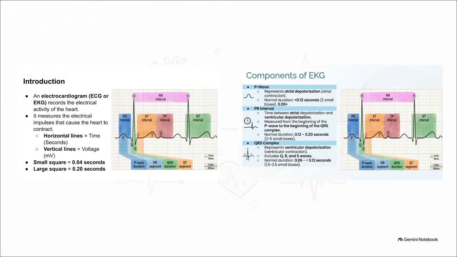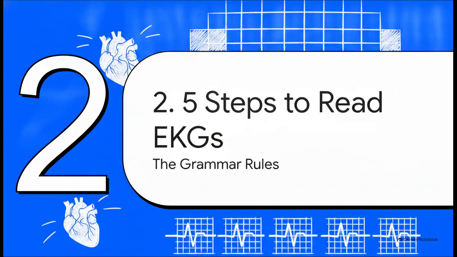To read this alphabet, we literally put it on a grid. Notice how the horizontal lines represent time. Each tiny little square is exactly 0.04 seconds, while a large square is 0.20 seconds. The vertical lines, on the other hand, track voltage. When you combine this grid with our electrical waves, you can perfectly measure the exact duration of both atrial and ventricular activity. Moving right along to Section 2, 5 steps to read EKGs.